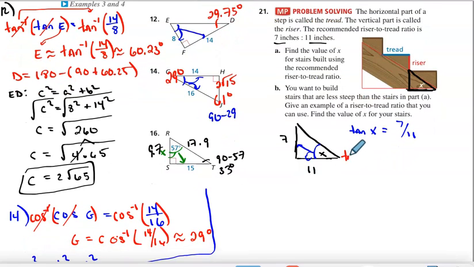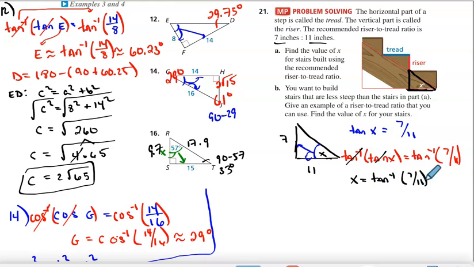So this is where again I use the inverse tan. I'm going to take the inverse tan of the left side and the inverse tan of the right side, and the tangents will simplify, and x will equal the inverse tangent of 7/11. My handy dandy calculator, 7 divided by 11, and x is approximately equal to 32.5 degrees.